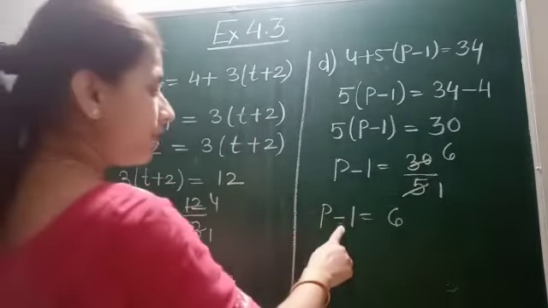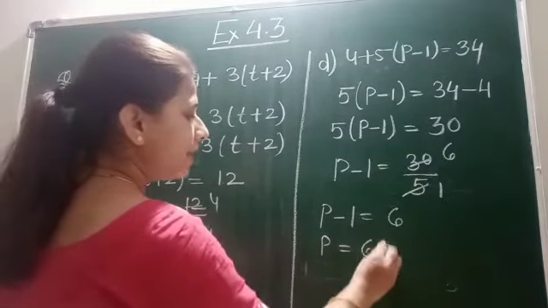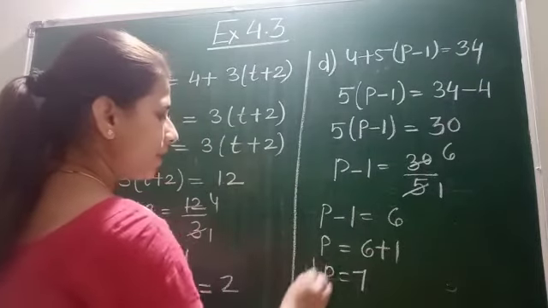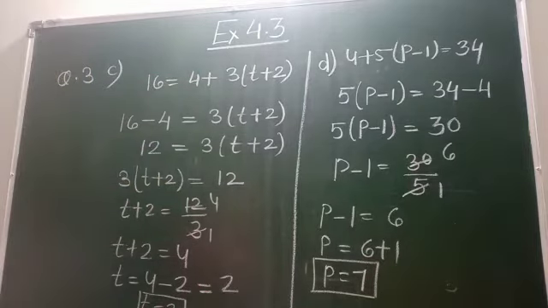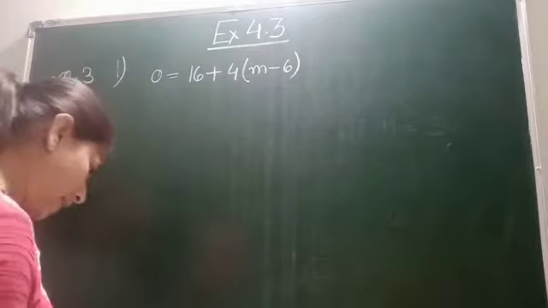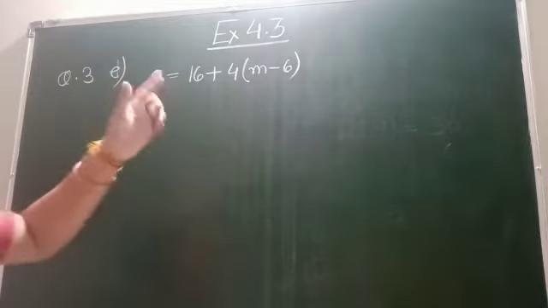Then we will shift this minus 1 from left hand side to right hand side. We will get 6 plus 1. p equals 6 plus 1. It means 7. So the value of p here is 7. E part. This is your E part. E part is 0 equals 16 plus 4 into m minus 6.